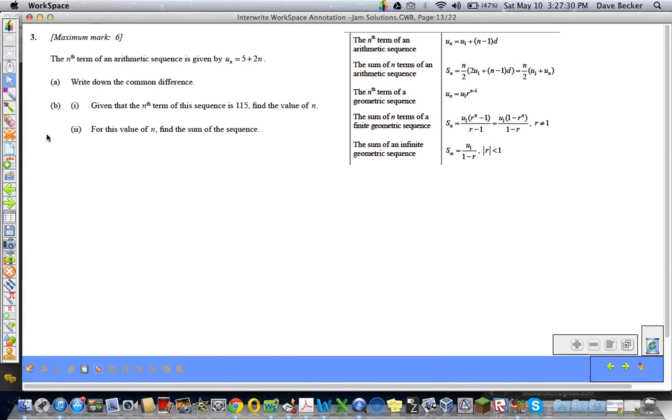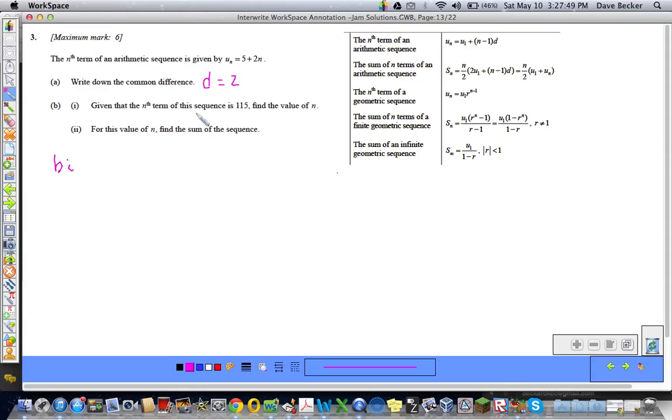Sorry about that. Okay, so write down the common difference. Write it down, boys and girls. Once you simplify an arithmetic sequence, the coefficient of the variable is the difference. D equals 2.